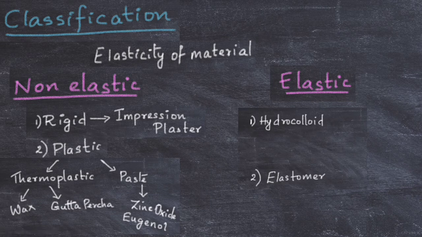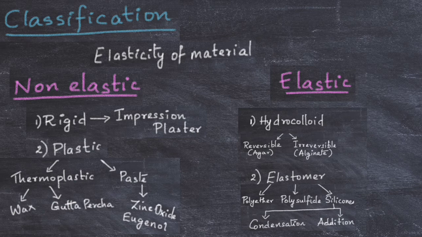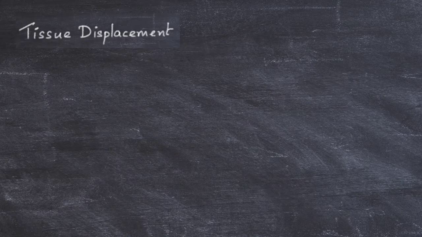Now, elastic material can be hydrocolloid or elastomer. Hydrocolloid again can be one which can be used multiple times, which is reversible, that is an agar material, or one which can only be used once, that is an irreversible material, which is alginate. Elastomers are further divided into polyether, polysulfide or silicone. Silicones are divided into two types, that is condensation silicone and addition silicone, based on the underlying chemical setting reaction. All of these materials will be discussed in future videos.